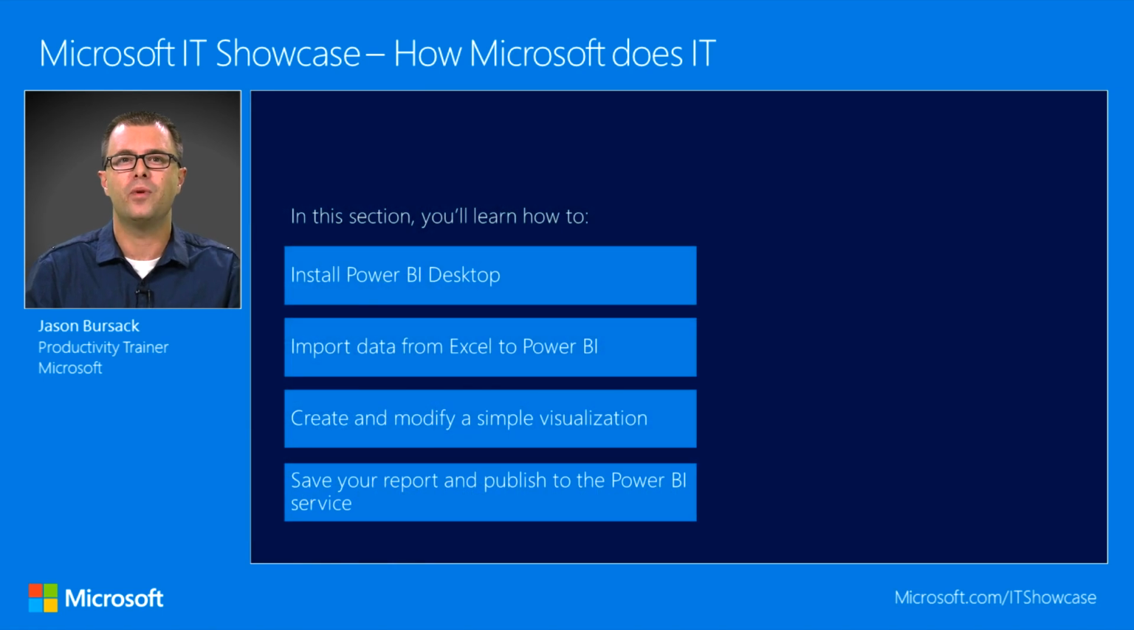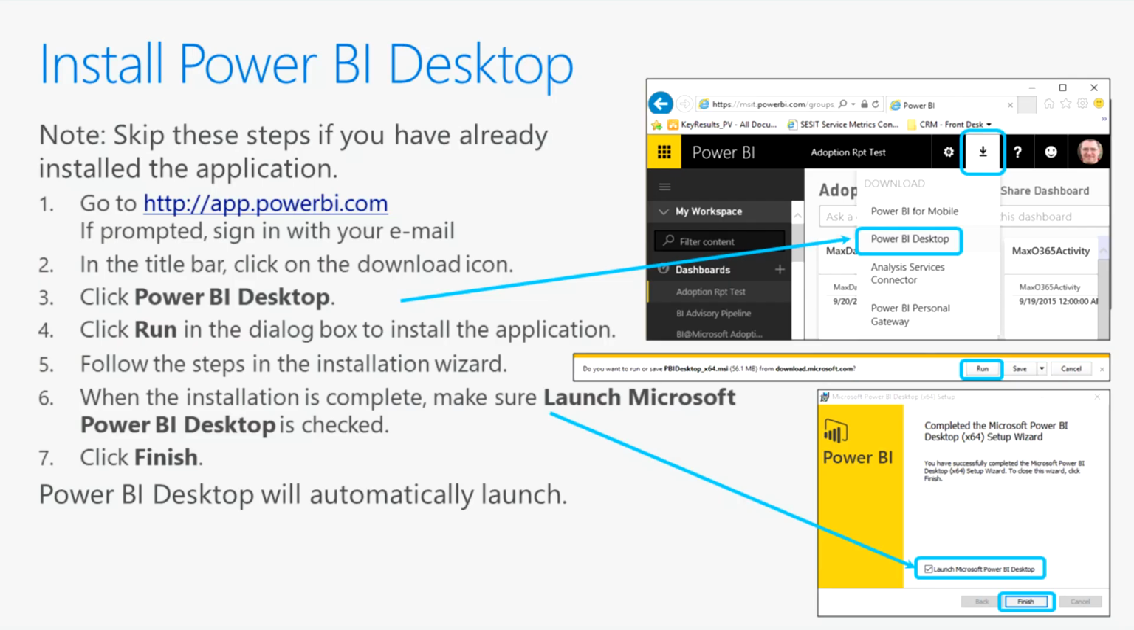In this section, we'll learn how to install the application. We'll talk about importing data from Excel to Power BI. We'll create and modify simple visualizations, and we will save our report and publish to the Power BI service. So now let's talk about installing the desktop application.